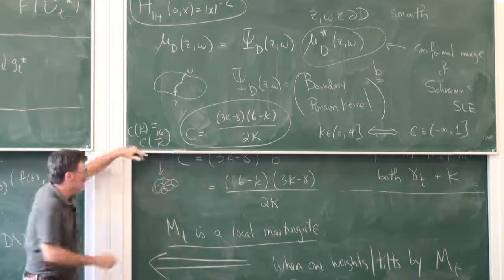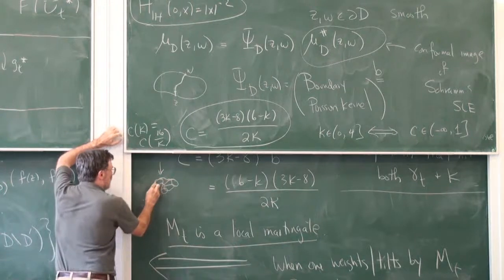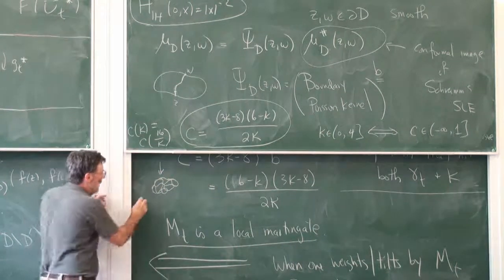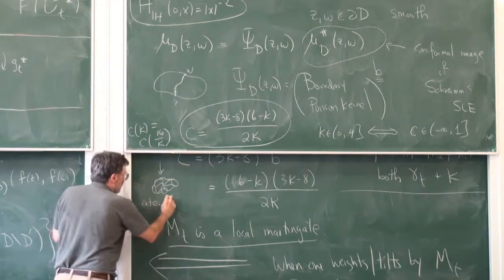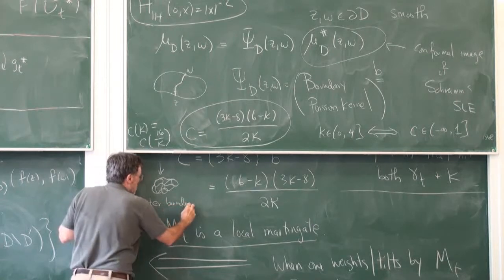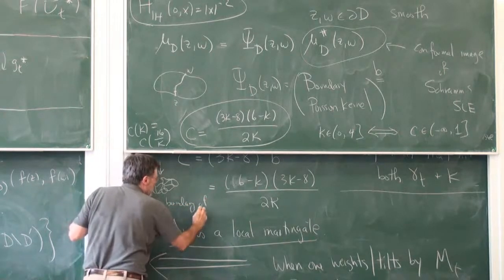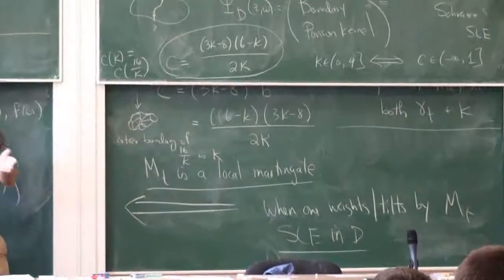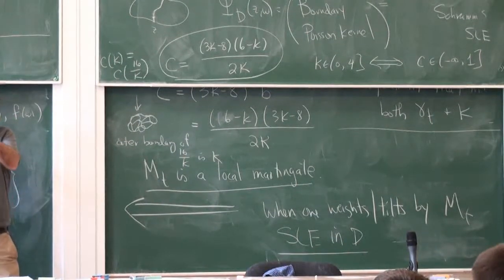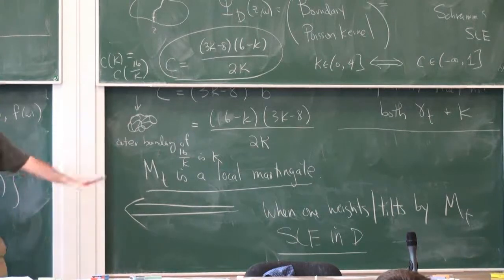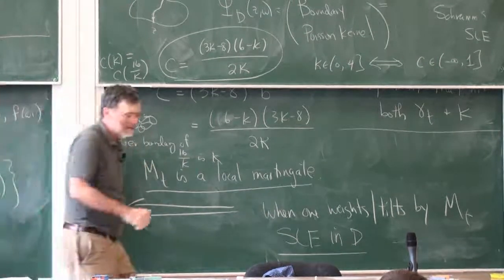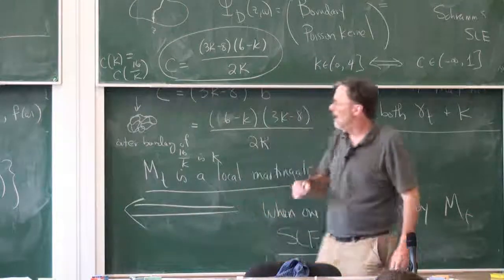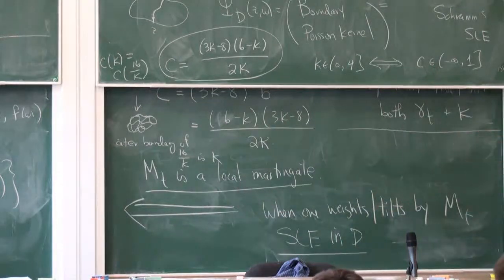Look at the outer boundary. And the outer boundary of SLE with 16 over kappa is SLE kappa. So SLE with 16 over kappa is related to SLE kappa by this duality. There are various forms of this proved by Jean and Dubédat, and I won't go into that.